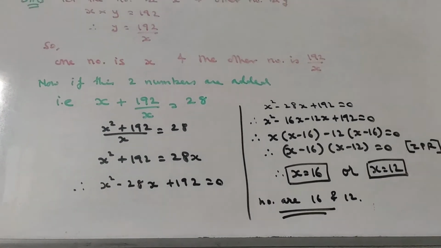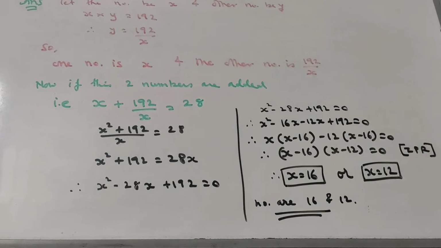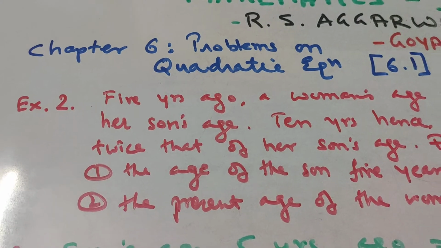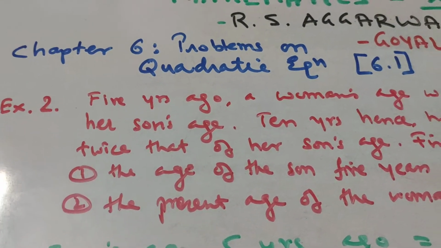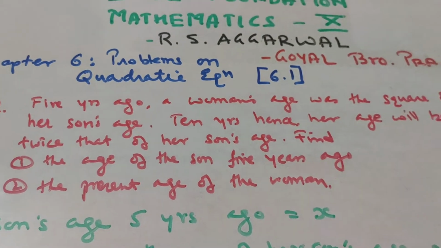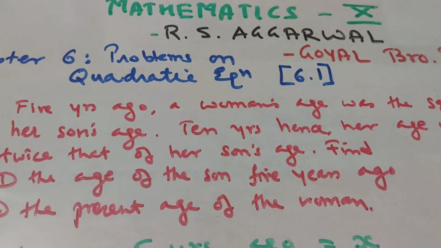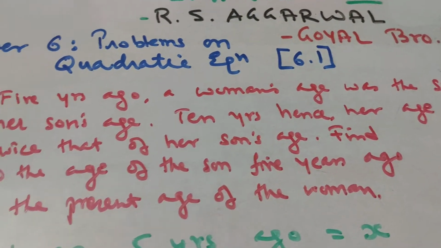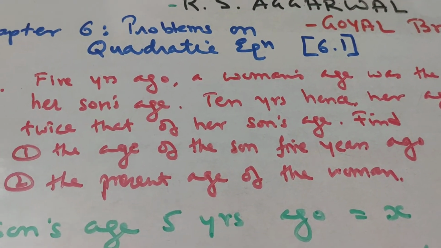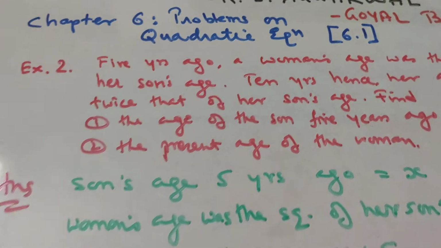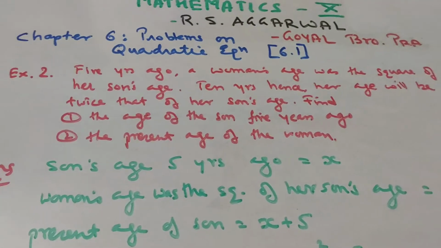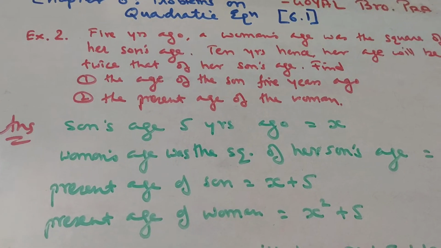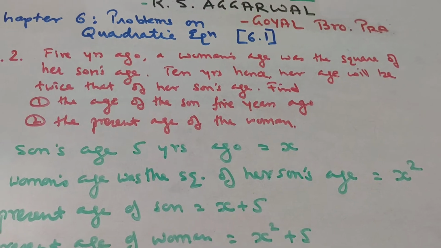Let us work out another example of different type. So here we are taking one more example related to age. So example 2, 5 years ago woman's age was the square of her son's age. 10 years hence her age will be twice that of her son's age. Find the age of the son 5 years ago and the present age of the woman. So first of all, we'll start with the statement, because it says 5 years ago. So son's age 5 years ago, let it be x. Woman's age was square of the son's age, that is x square.